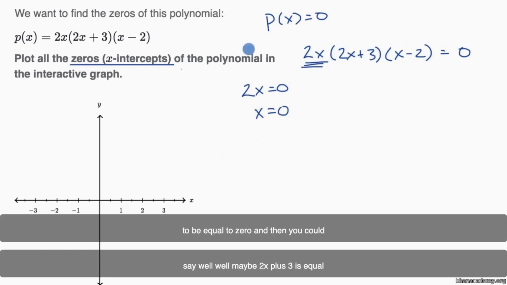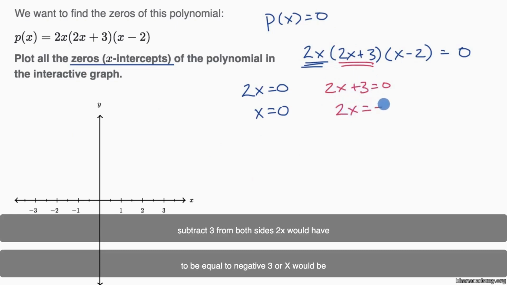And then you could say, well, maybe 2x plus 3 is equal to 0. So we could just write that. 2x plus 3 is equal to 0. And if that were true, what would x have to be in order to make that true? Subtract 3 from both sides. 2x would have to be equal to negative 3, or x would be equal to negative 3 halves. So this is another x value that would make the whole thing 0. Because if x is equal to negative 3 halves, then 2x plus 3 is equal to 0. You take a 0 times whatever this is and whatever that is, you're going to get 0.